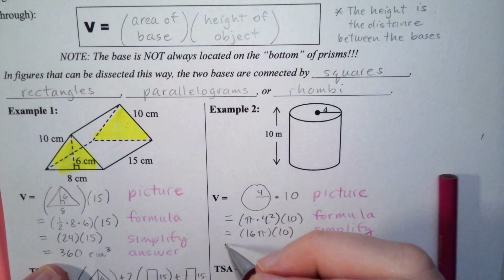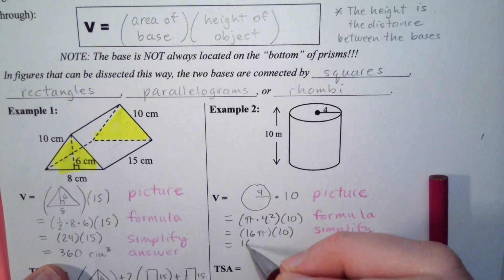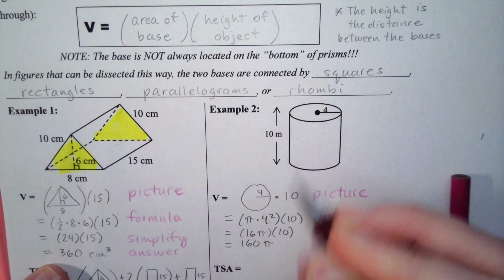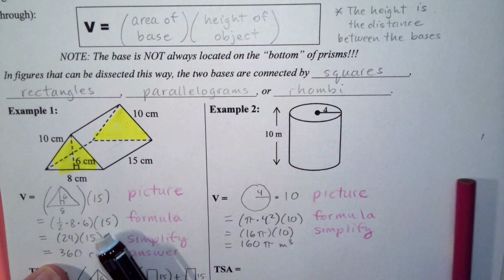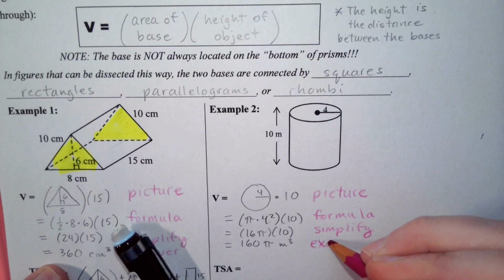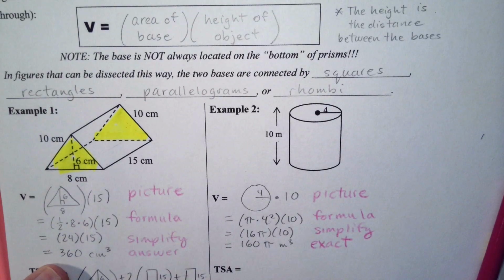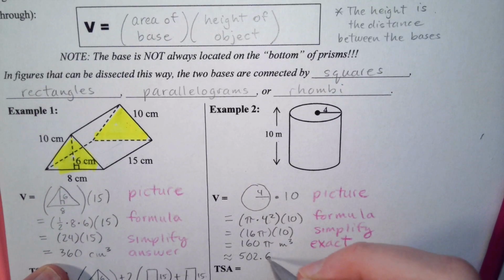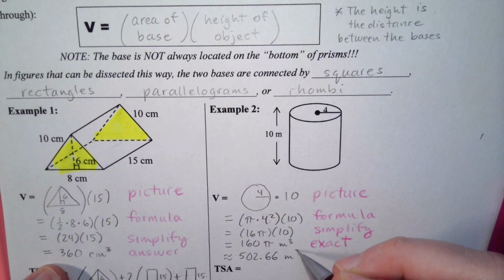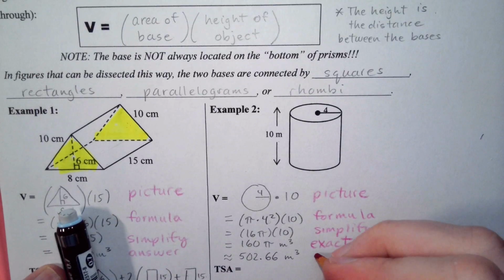And then we can go to the answers. So we have 160 pi meters cubed. So this is our exact answer because I'm leaving it in terms of pi. And then we will approximate it and have 502.66 cubic meters. And that is our approximate answer.